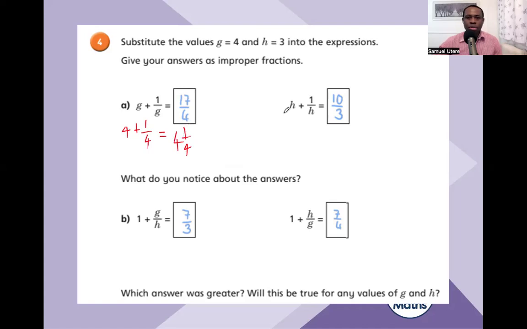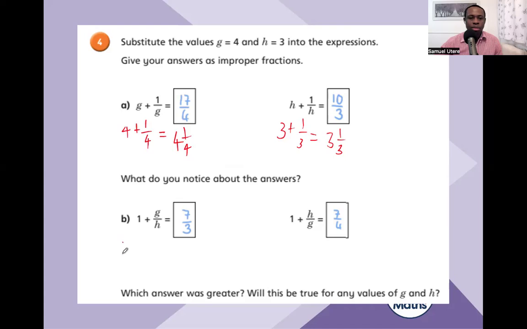If you do your substitution here, this will be 3 add 1/3, which will be 3 1/3. If you change it to a top-heavy fraction, or improper fraction, that will be 3 times 3, 9. 9 add 1, 10.